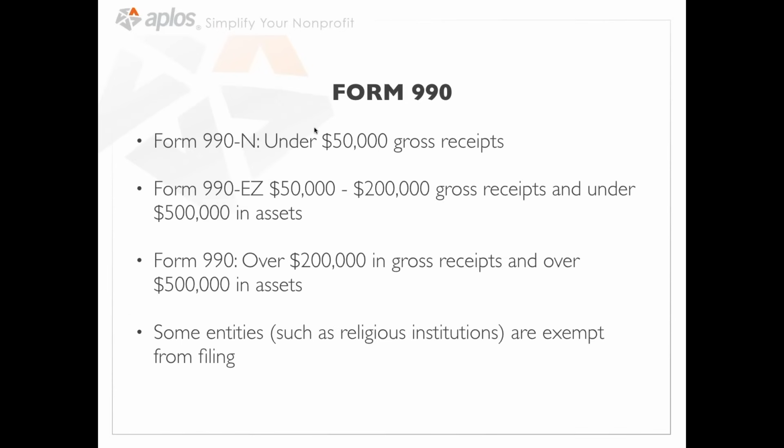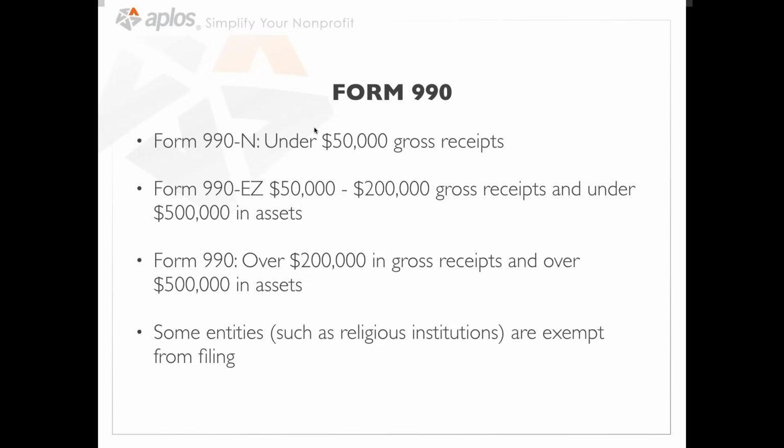With Form 990, there are a couple different forms here. The first one is the Form 990N, and this applies to any nonprofit that has under $50,000 of gross receipts. So total income, 50 grand or less, you need to file what's called the Form 990N. And it's due on the 15th day of the 5th month of your fiscal year. For most people, if it's a January fiscal year, that means May 15th is your deadline.